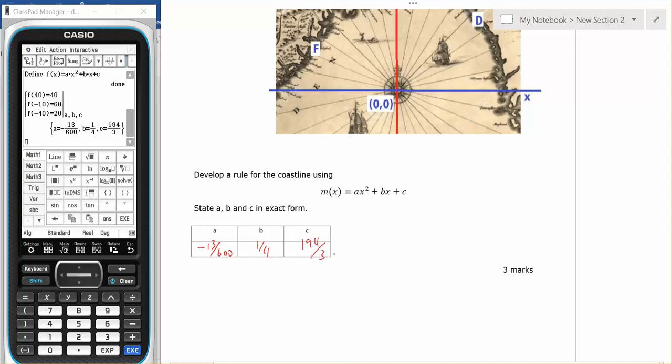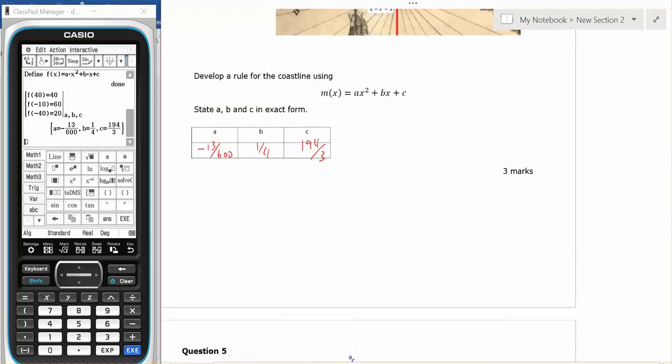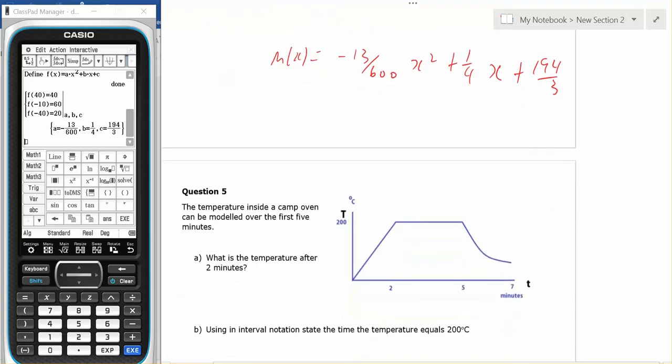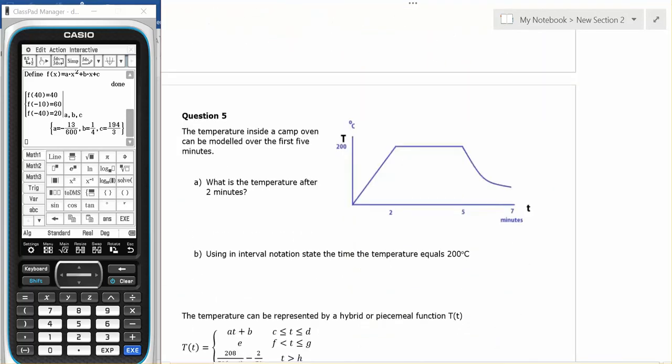Done. Okay. Now, if it asks you to write the equation, you obviously will write it like this. So m of x, it doesn't ask you in this case, squared plus a quarter x plus 194 on 3. You're done. Okay, question 5. So the temperature inside the oven is modeled over 5 minutes as shown on this graph. What is the temperature after 2 minutes?